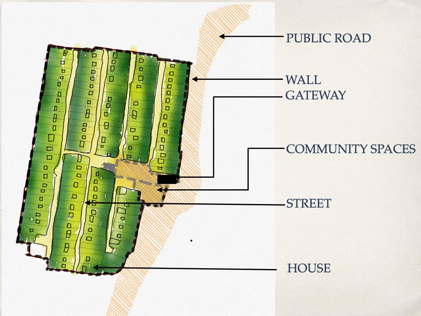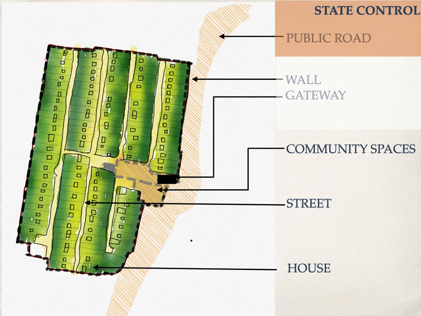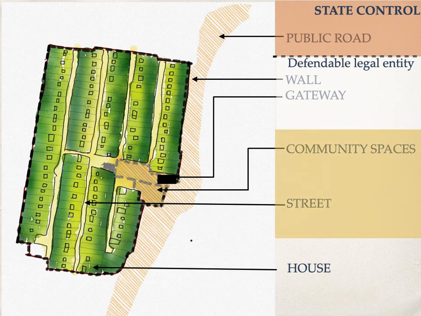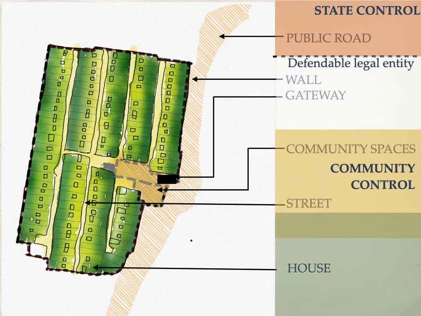These can broadly be divided into three categories based on control: the state controlled public road. The wall and the gateway define the legal entity, that is, the community land. The community spaces close to the gateway help negotiate the threshold between state controlled and community controlled area. Some degree of casual interaction with outsiders is possible in this area. Streets lead away from common community level spaces to the private home.